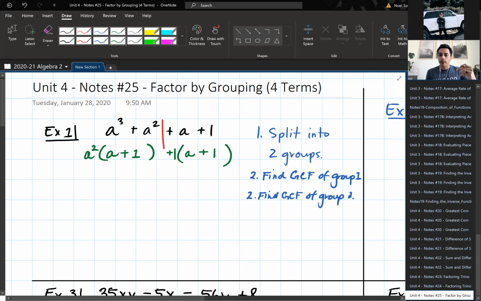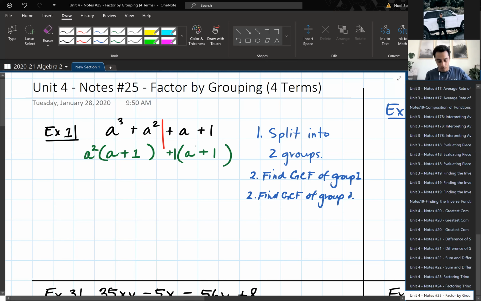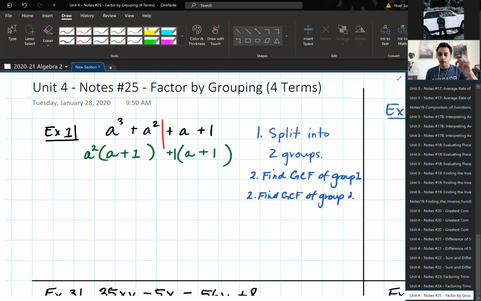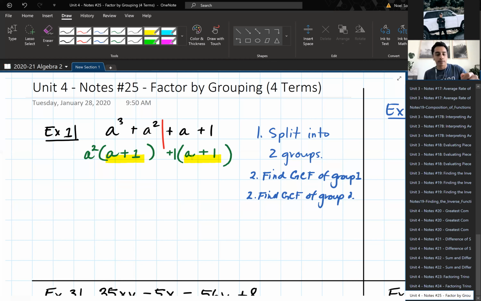All right. Now, we arrive at this point where we have a squared times a plus 1 plus 1 times a plus 1. Here's how you know that you're on the right track when you do factor by grouping. Whatever is inside those parentheses should be exactly the same. That's how you know that you're on the right track. If you do GCF for both groups and whatever is left in those parentheses is not identical, then maybe you made a mistake, maybe you didn't factor out a negative. There are a lot of different reasons, but your goal is that whatever's inside the parentheses should match exactly.